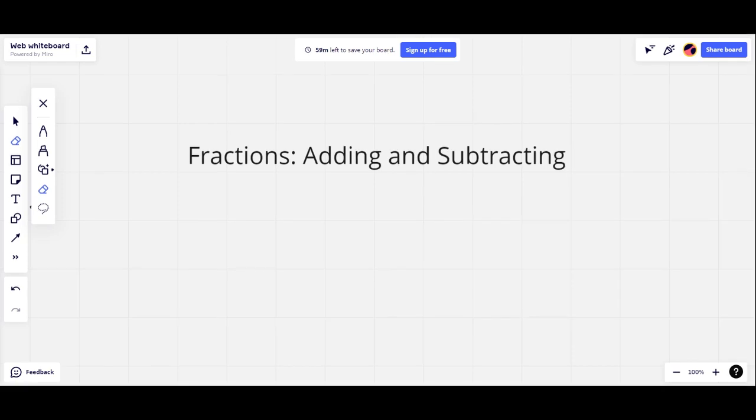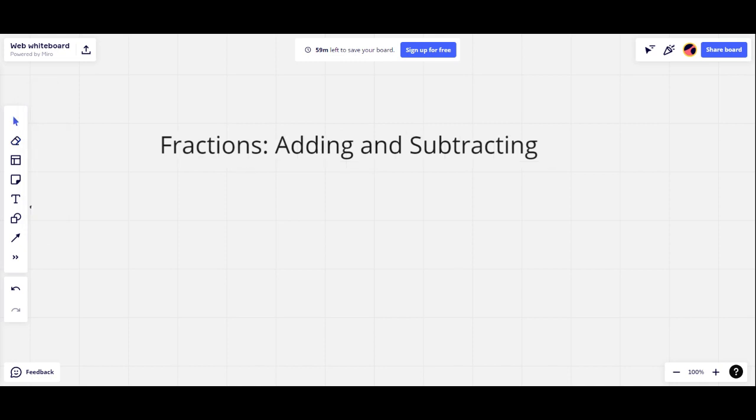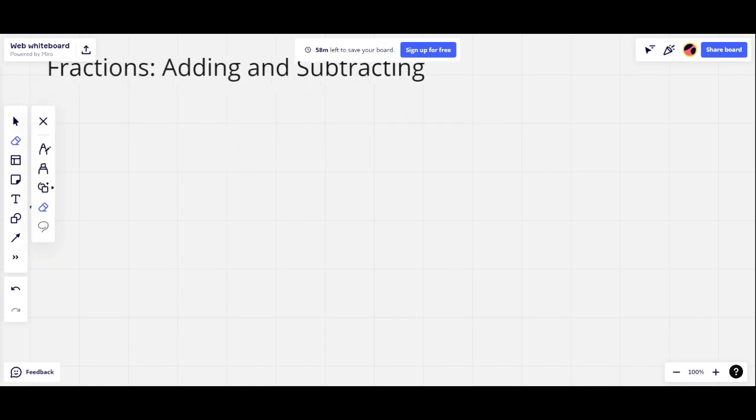Today I will be teaching fractions, adding and subtracting. So let's start with an adding question: 3/7 plus 4/8.